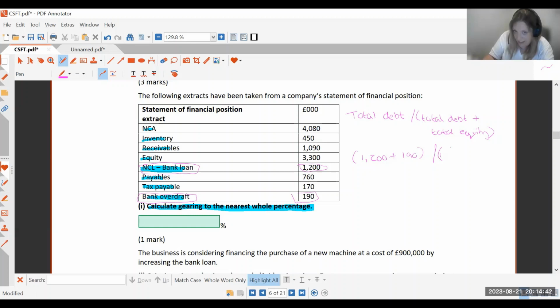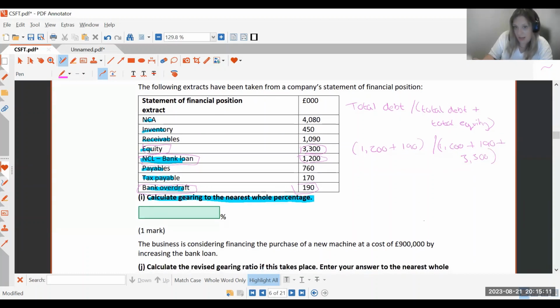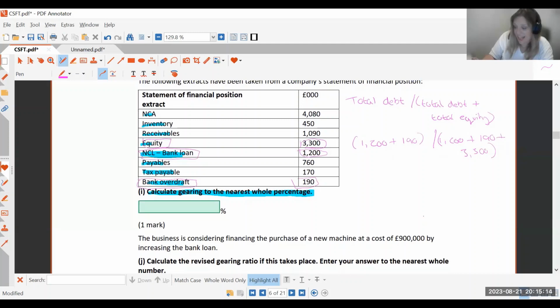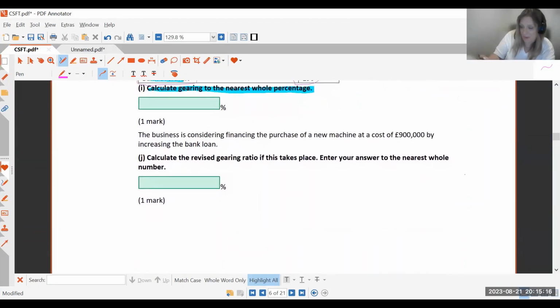Let's put my brackets in. 1,200 plus 190 plus, now we need our total equity figure. So our total equity figure is literally given to us as equity, and it's this. Yes, absolutely, 3,300. So it's 1,200 plus 190 plus 3,300. And that's our formula. And if you put that into your calculator, you should get a nice whole 30%.